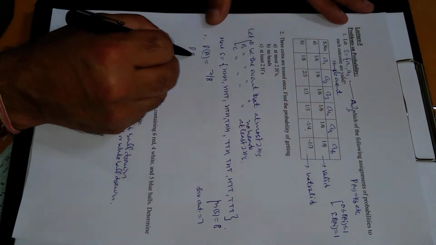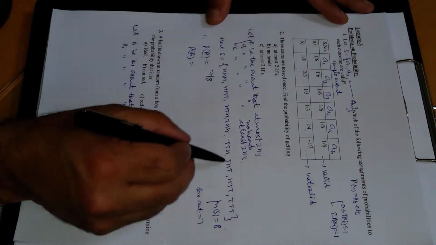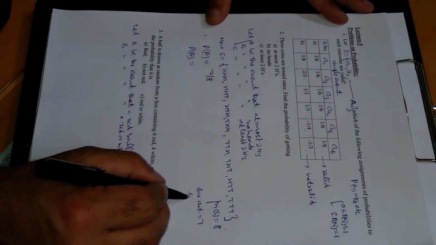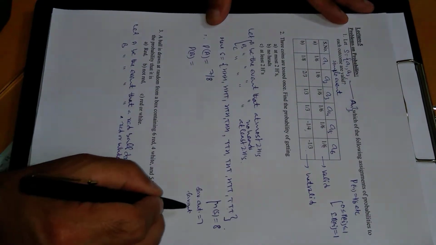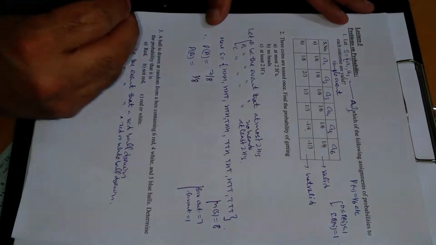Similarly, the probability of B means no head. No head means, because all of these have 1 head, 2 heads, and 3 heads, only one favorable outcome is there. So favorable outcome is 1 and total outcomes are 8.